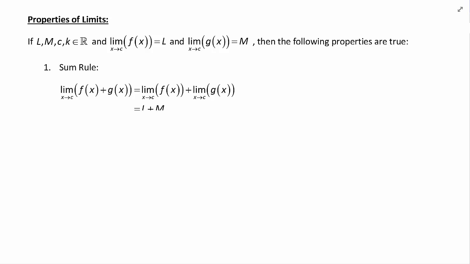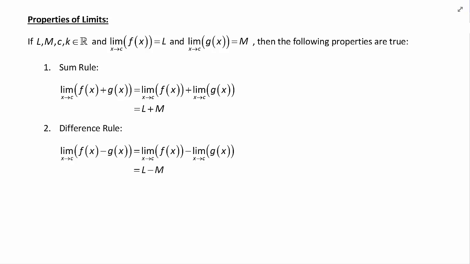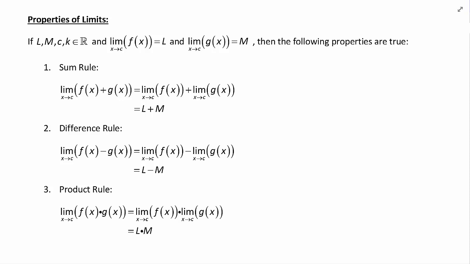First of all, we have the sum rule. The limit of f of x plus g of x as x is approaching c is equal to the sum of the two individual limits, the limit of f of x plus the limit of g of x, in which case we get the answer L plus M. Likewise, we have a difference rule. The limit of f of x minus g of x as x approaches c is simply the limit of f of x minus the limit of g of x, or L minus M. Next, we have our product rule. The limit of f of x times g of x as x approaches c is simply the limit of f of x times the limit of g of x, in other words, L times M.